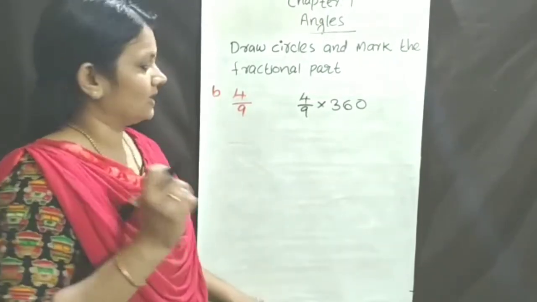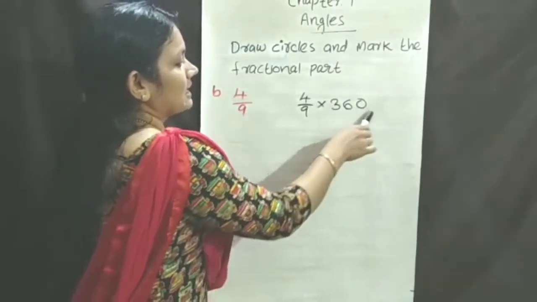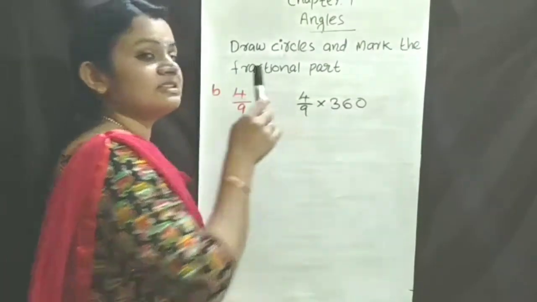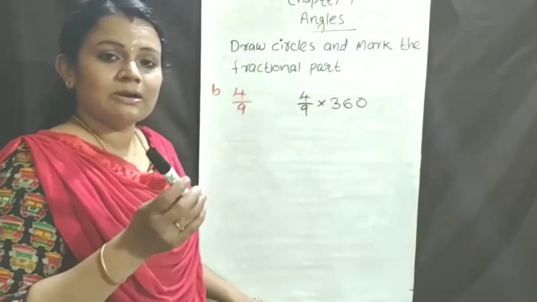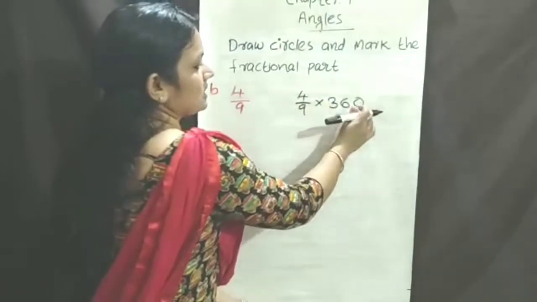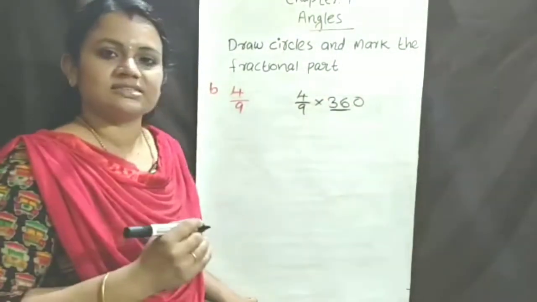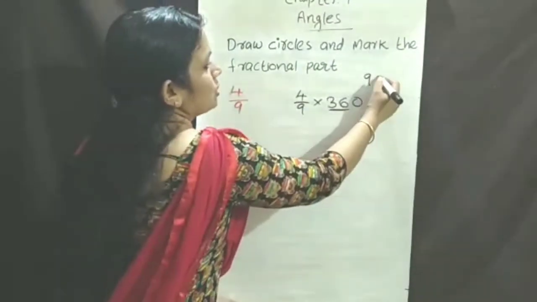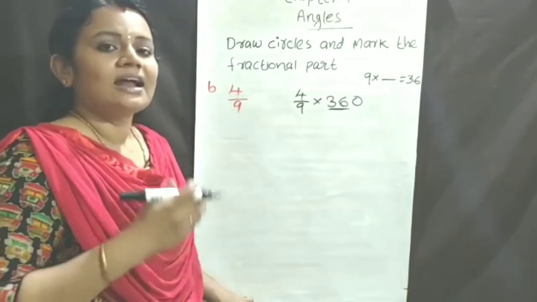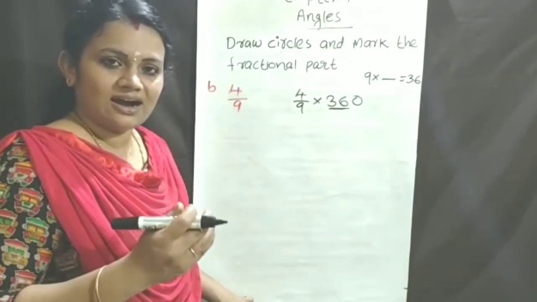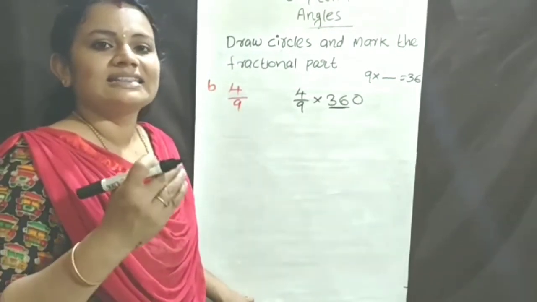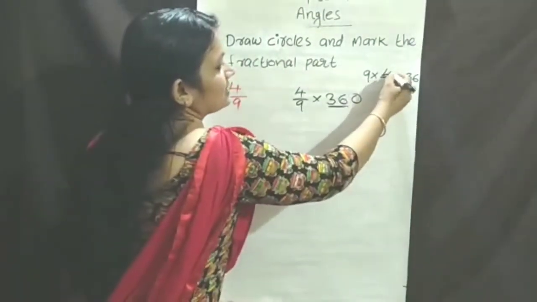Okay, table 9. Then 360 and 9 are divisible by the common number 9. Divisible by 9. So, 9 into which number equals 36? Take 36 first. 9 into dash equals 36. 9 ones are 9. 9 twos are 18. 9 threes are 27. 9 fours are 36.